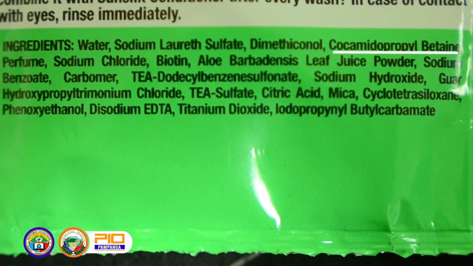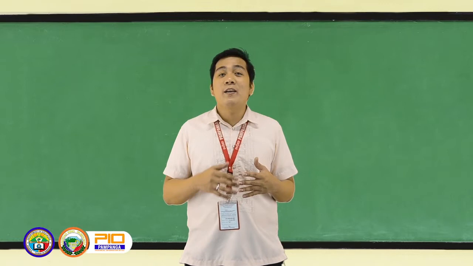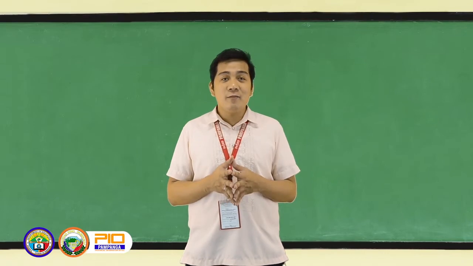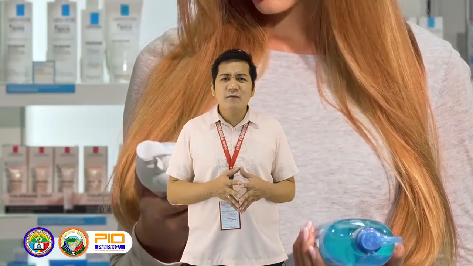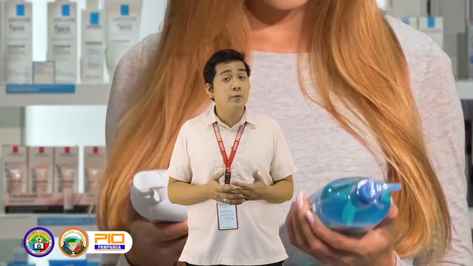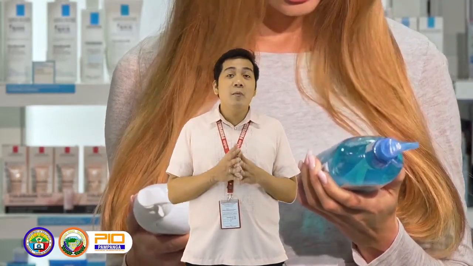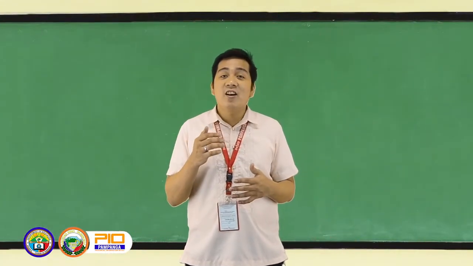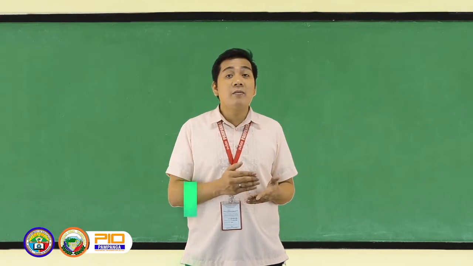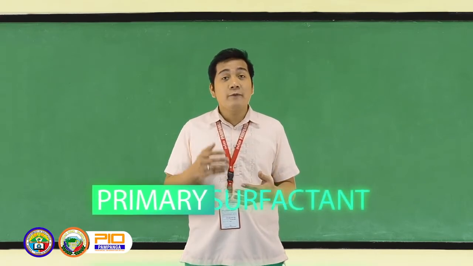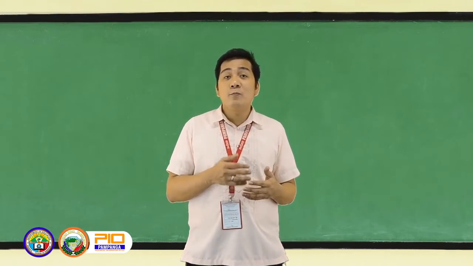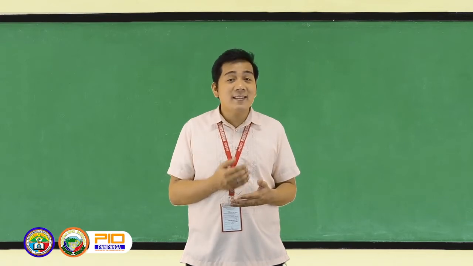Next is cocamidopropyl betaine or CAPB. This substance is another example of a surfactant and can also be found in body washes, conditioners, toothpaste, and shaving creams. The question here is, why do we have to use more than one surfactant in a shampoo? Shampoo formulations need both primary and secondary surfactants. The one that has the highest concentrations in the product is the primary surfactant. It provides the most fundamental effect on the hair. The role of the secondary surfactant then is to boost the effects of the primary surfactant.